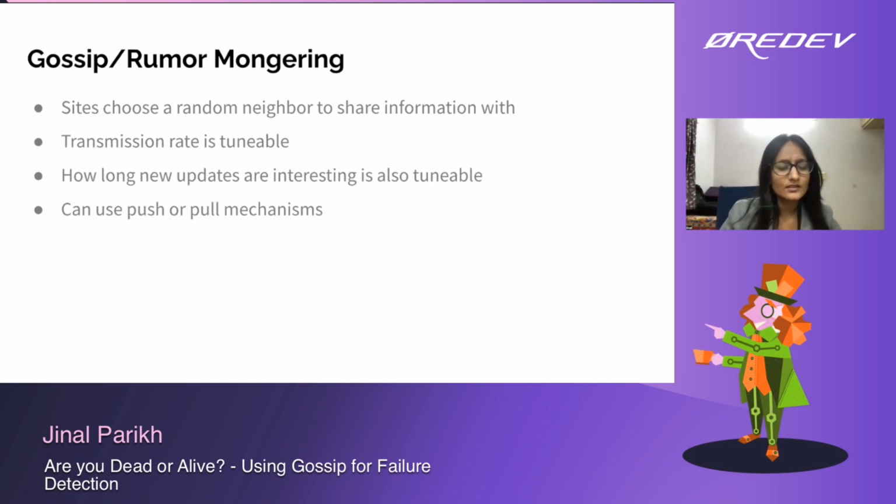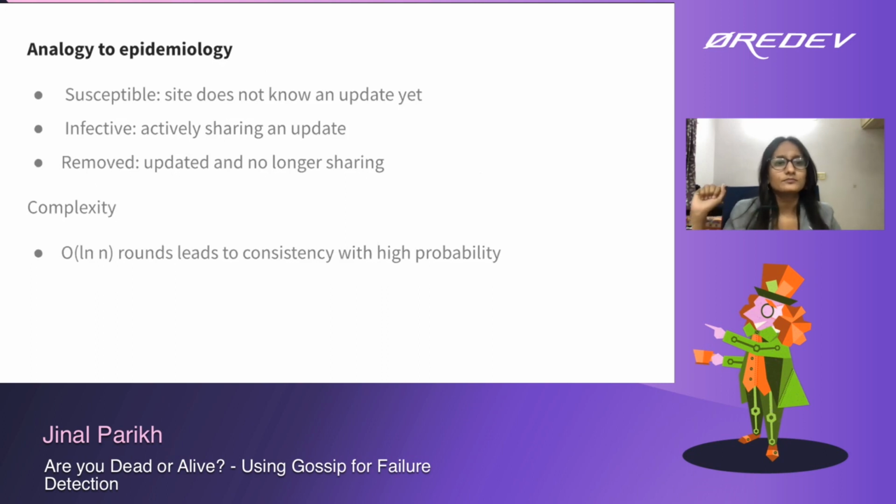This is equal to the epidemiology literature, where these are the terms used to describe the nodes. A site which does not know the update in the entire cluster is called susceptible. The node which has the information and is actively sharing it everywhere is called infective. And a site which has the information but is no longer interested in sharing it is called removed.